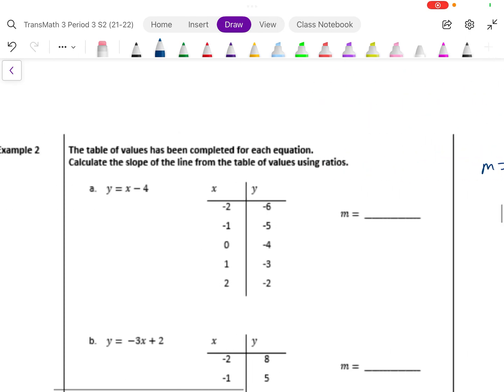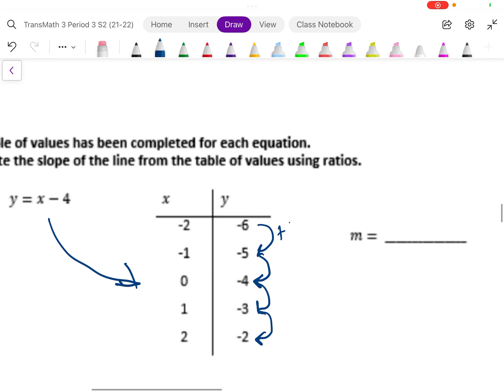So, if we're given a table of values, and we got that table of values from that equation, picking your x values, plug it in, get the y back, we can figure out the change in y's. If I go from negative 6 to negative 5, I am adding 1, and if you notice, that pattern goes all the way through. We're going to do the same thing with our x's. I went down, down, down, same thing with the x's, negative 2 to negative 1, plus 1, plus 1, plus 1, plus 1. Now, these are all lines.